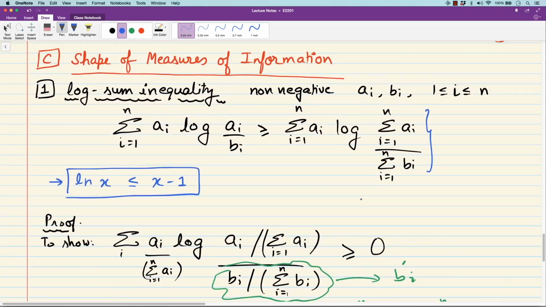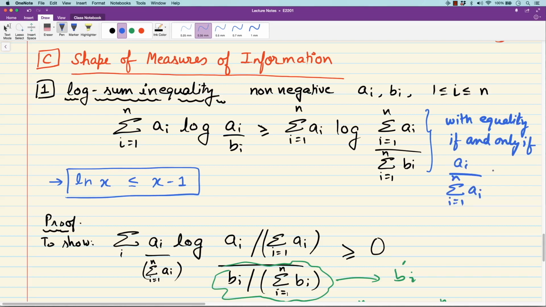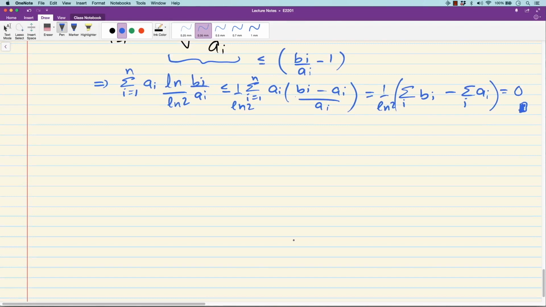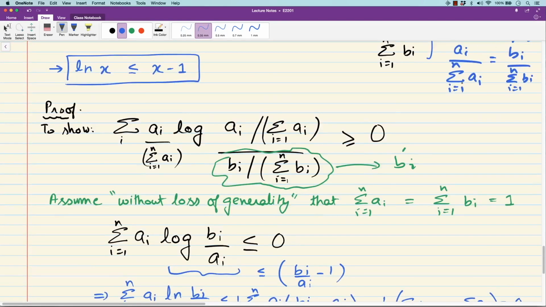Therefore, equality holds if and only if ai by the sum of ai, since we have normalized these ai's, equals bi by the sum of bi, this normalization. Okay, this is the only condition. The equality holds if and only if this one holds. All right, so we are done with the log sum inequality. So equality holds if and only if the normalized ones are equal. If ai actually sum to 1 and bi sum to 1, then equality holds if and only if ai equals bi.